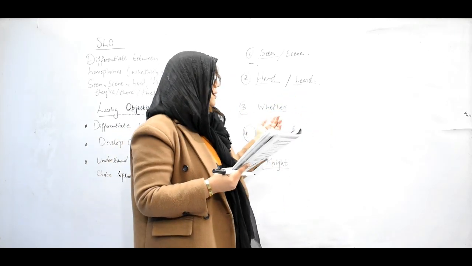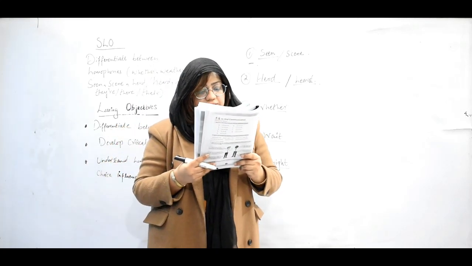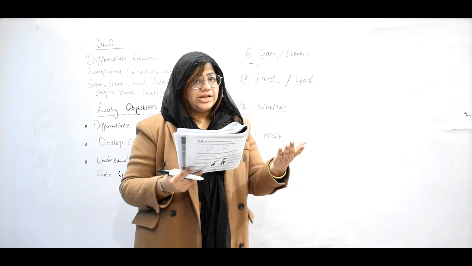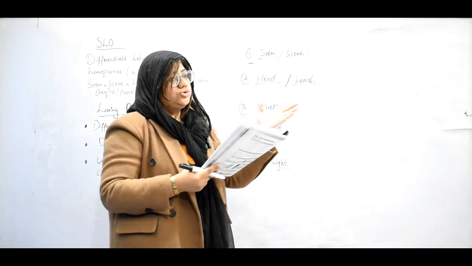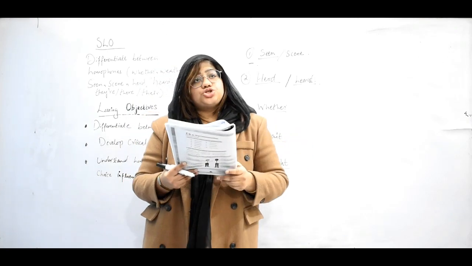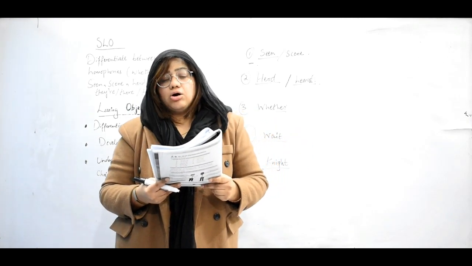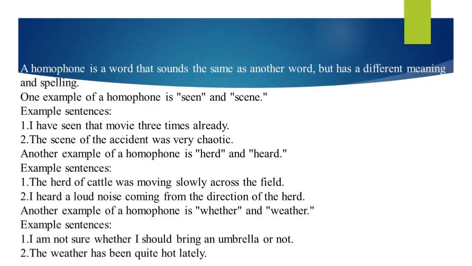Now I'm going to give you an example about weather and whether. One weather is like the climate, and the other whether is when you have to choose between this or that. So I'm going to use this one: I'm not sure whether I should bring an umbrella or not. Whether I have to bring one is a choice. The other one is weather: the weather has been quite hot lately.